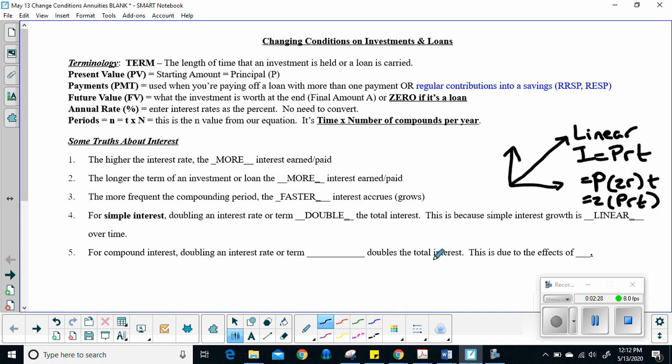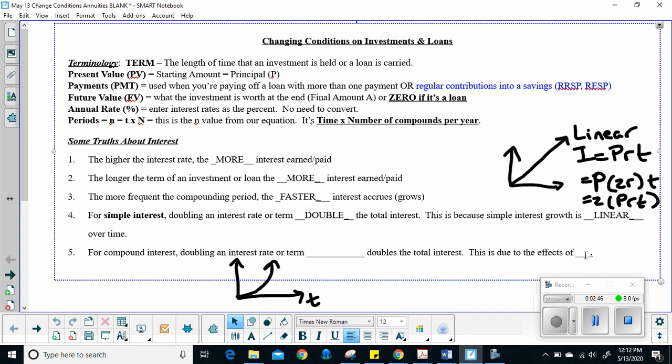Okay, compounding interest is far more complicated than that. So remember compounding interest, because it's an exponential, it looks like this, right, as we go over time. So it is an exponential. Compounding interest is going to make a big difference due to compounding.